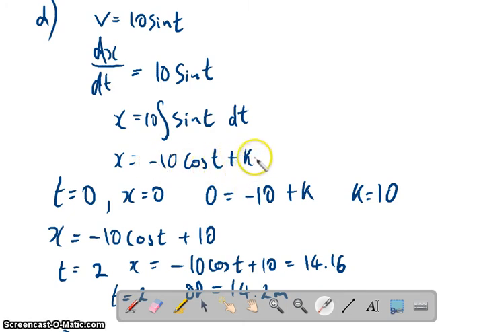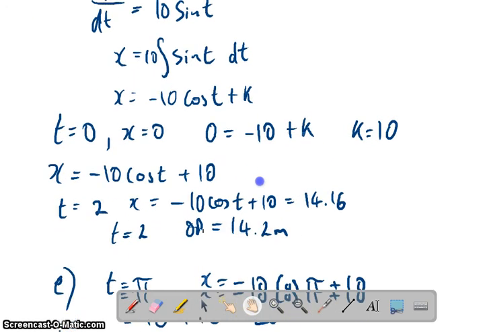So we do need to find this constant k. We can set the initial conditions that were given in the question, where initially time is equal to 0, the particle is at the origin, so the displacement is 0. So 0 is equal to minus 10, where cos of t equals 1, minus 10 plus k, and k in this case is equal to 10. Okay, so just move the minus 10 to the other side. k is equal to 10.